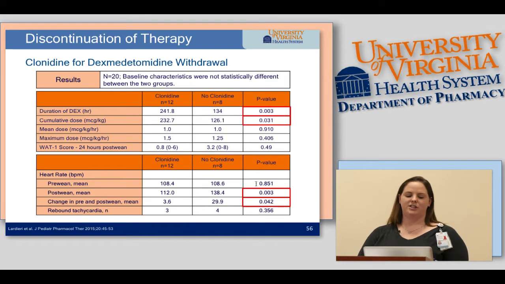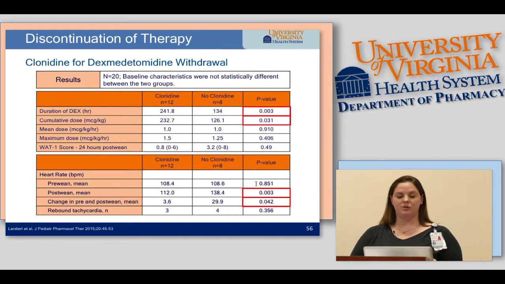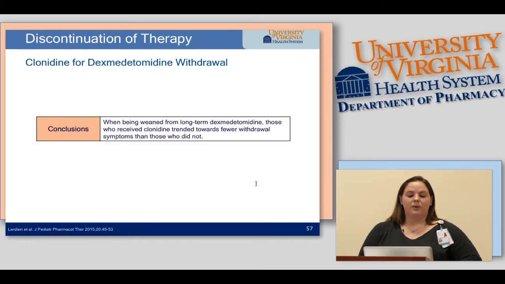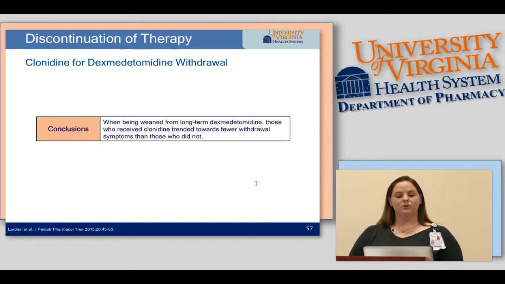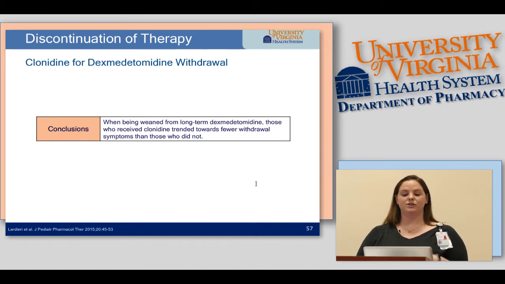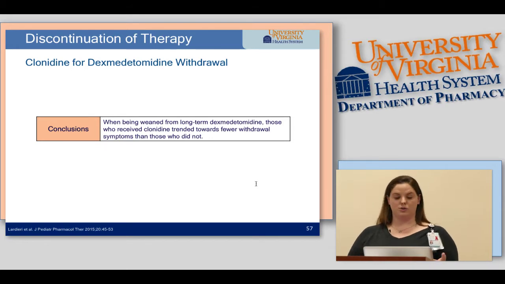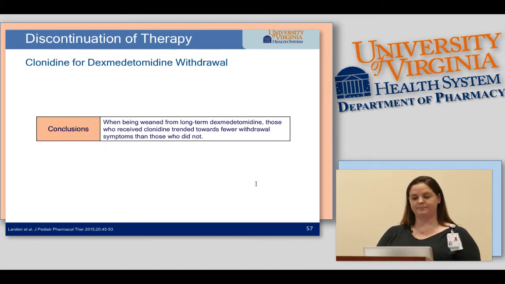And one thing I forgot to mention is the rebound tachycardia. Patients that experienced rebound tachycardia between the two groups was not statistically significant. So in being weaned from long-term dexmedetomidine, those that received Clonidine trended towards fewer withdrawal symptoms than those who did not. And that was based on the withdrawal score, or the WAT-1 score.